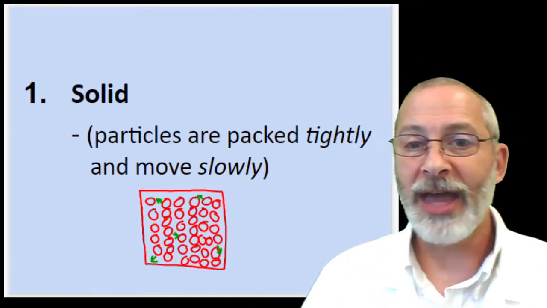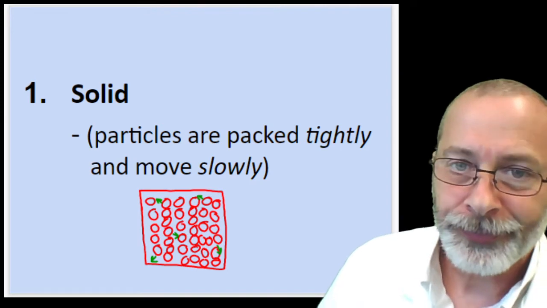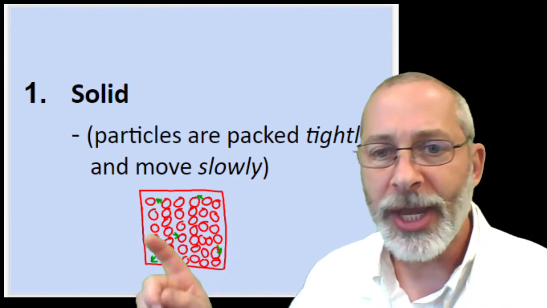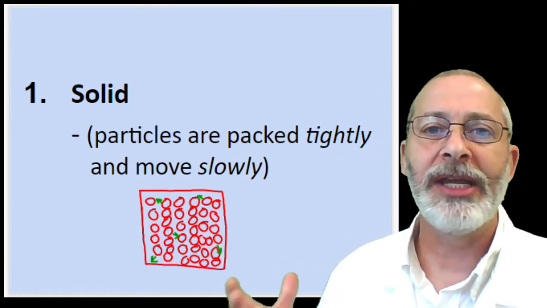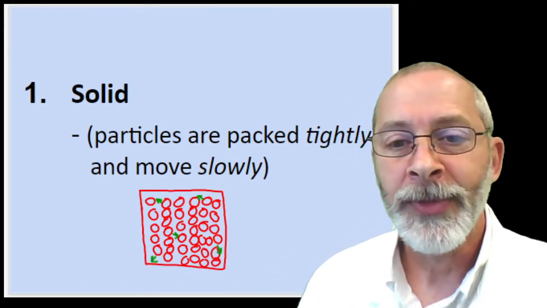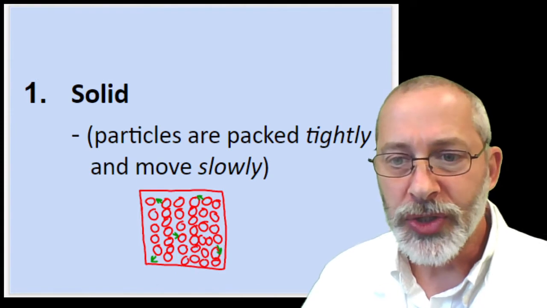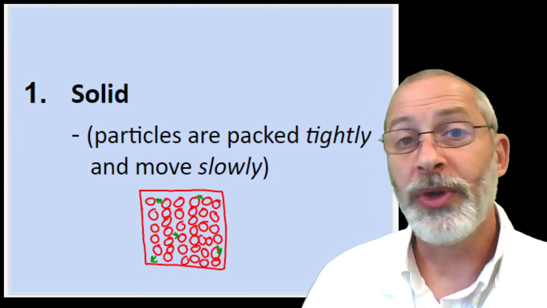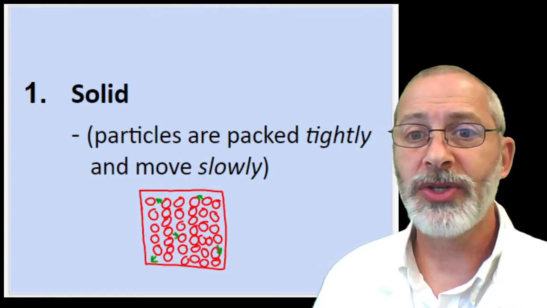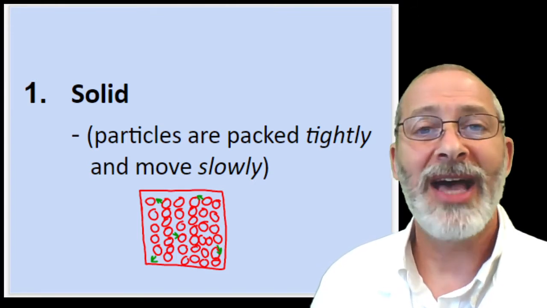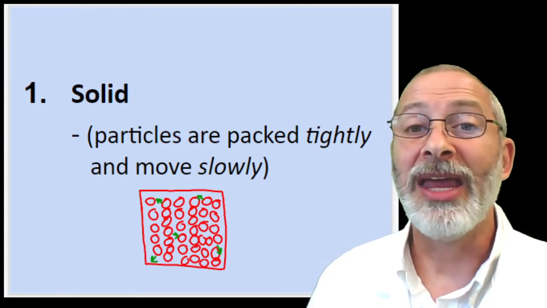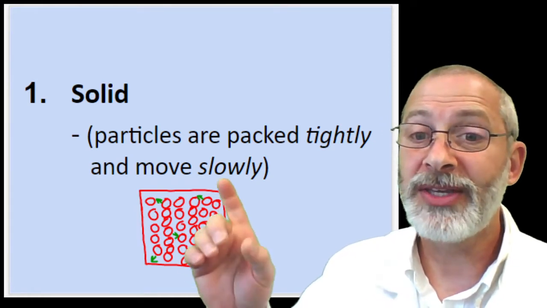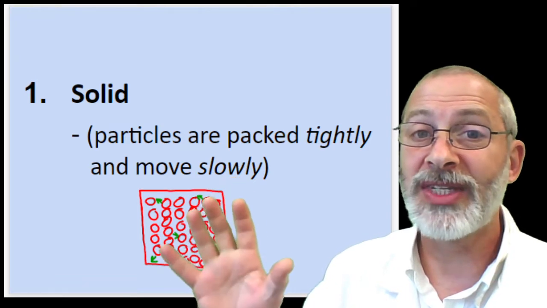If we look at this diagram, we will see that in this box shape here, which is illustrating an example of a solid, the red circles are representing particles. And with solids, the particles are packed tightly together and move very slowly. Now, notice I say slowly, not stopped.